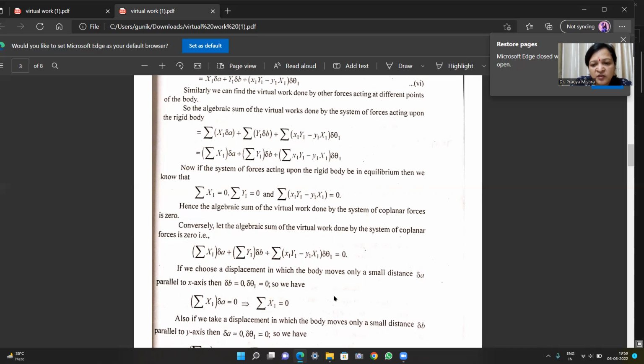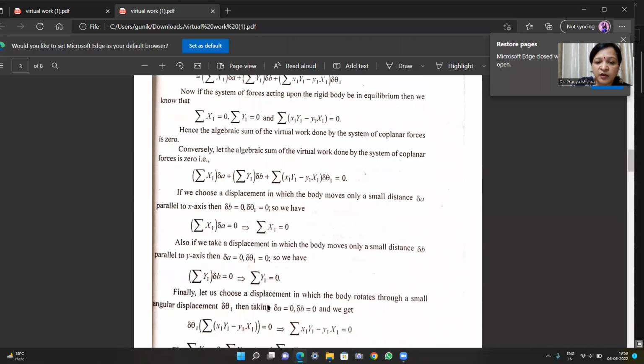Now, if we choose a displacement in which the body moves only along x-axis, means displacement is only parallel to x-axis. In that case, delta B will be 0 and delta theta 1 is 0. So now putting these values, we get sigma X1 delta A equal to 0, but delta A is not equal to 0 since we are taking displacement along parallel axis. So this implies sigma X1 equal to 0. Again, if we take displacement in which the body moves only a small displacement delta B parallel to y-axis, in that case delta A is 0, delta theta 1 is 0, and so we have sigma Y1 equal to 0.